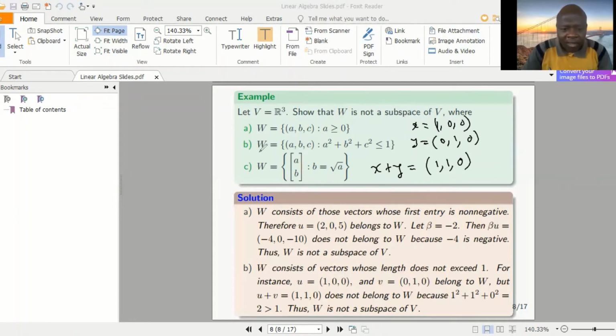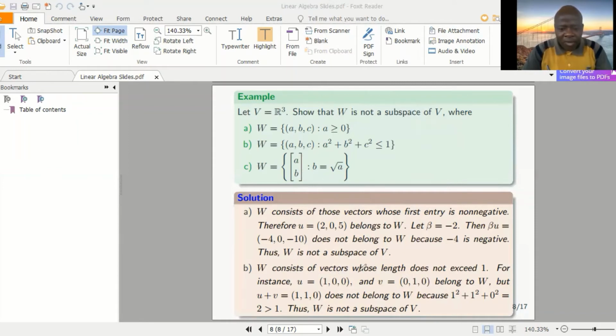Is this sum in W? Let me see. The 2 is not less than or equal to 1. So this condition has not been met. Therefore, W does not meet this closure property, meaning that this W is not a subspace. That's what I wrote here.